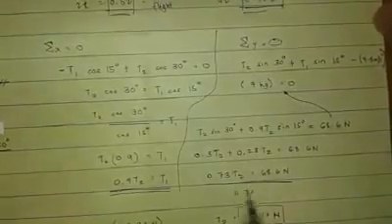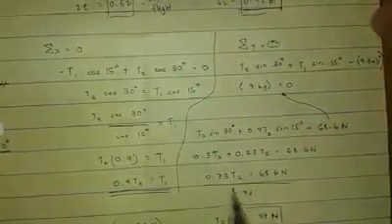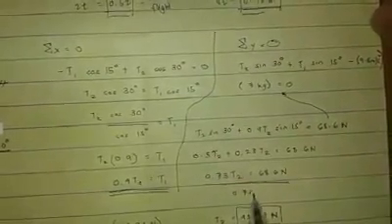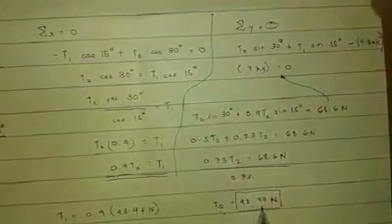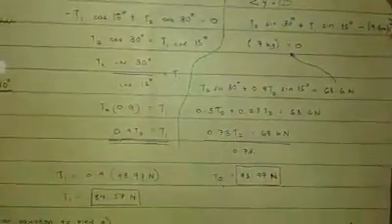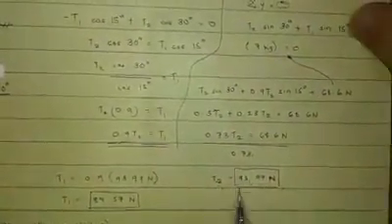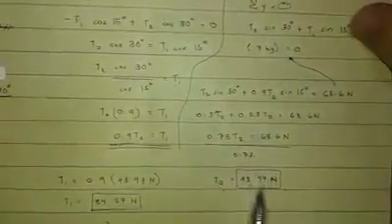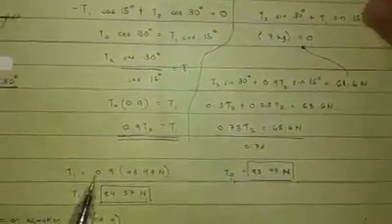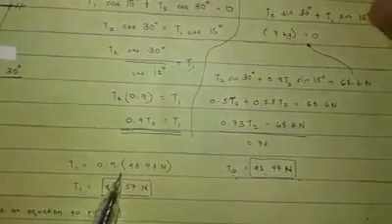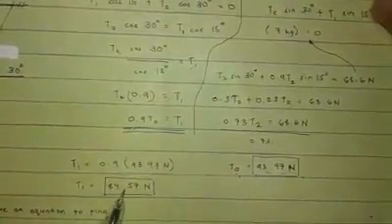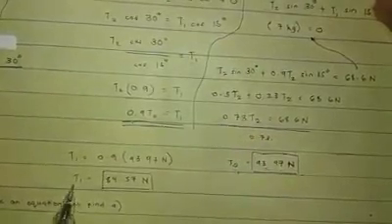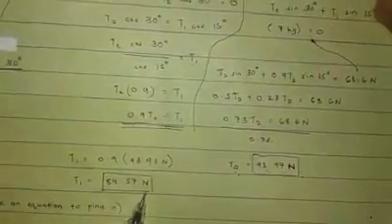And divide this whole thing by 0.73, and the T2 now would be 93.97 N. So for you to find the T1, you should substitute this T2 into the equation. So 0.9 multiplied by 93.97 N, and the answer of T1 would be 84.57 Newtons.